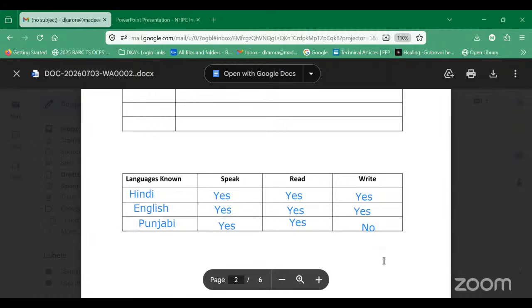This is what needs to be filled up. This is the way it is required to be filled up. If there is a fourth language, you can always add up. You can add another row and you can write the fourth language also. So this is the way it is required to be filled up. All right. Removing all these additions here. Moving forward.